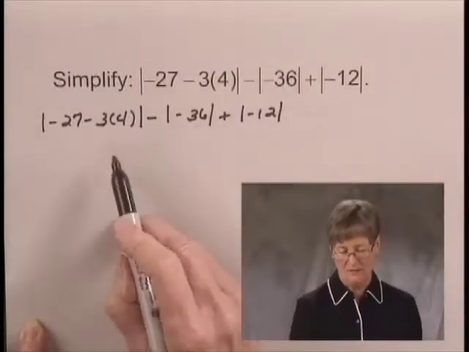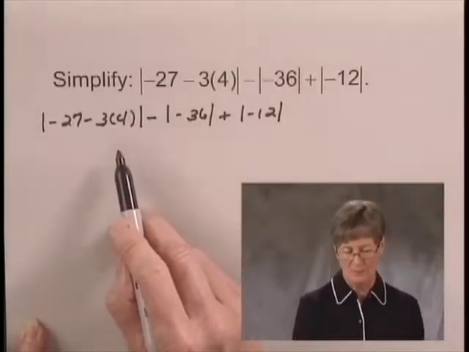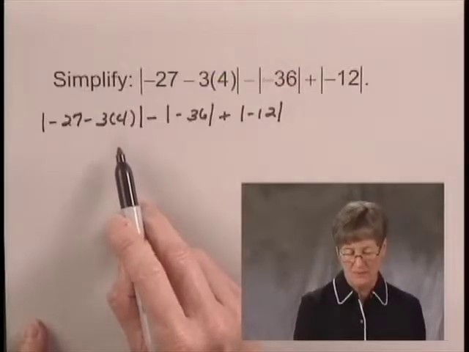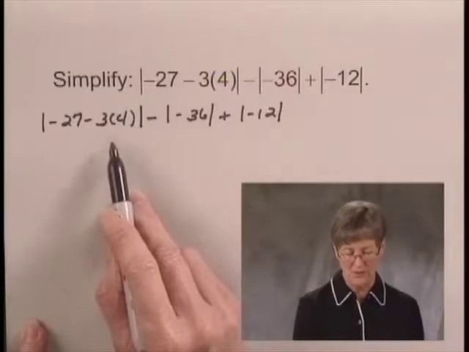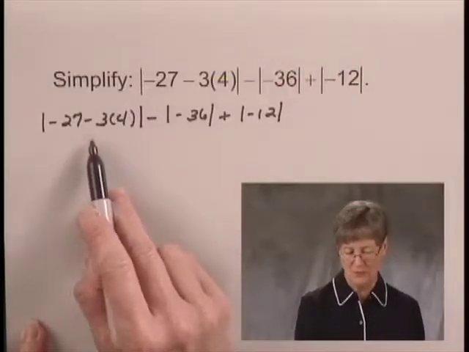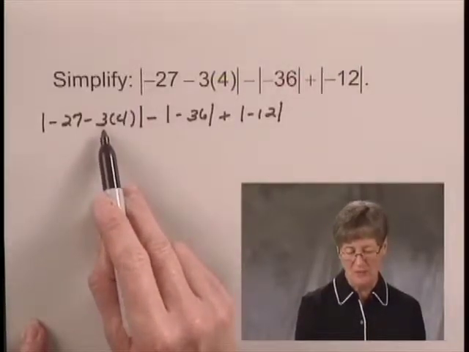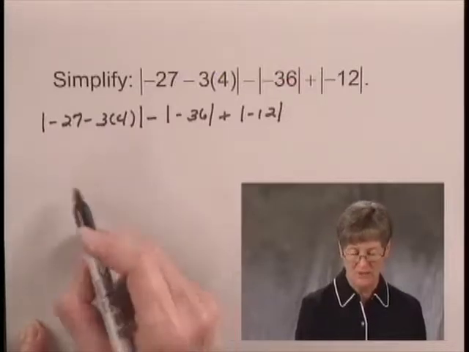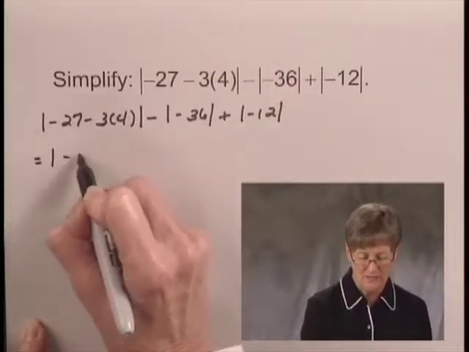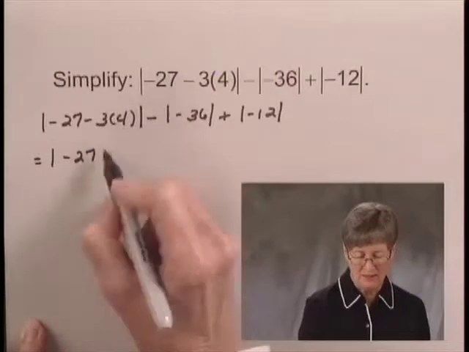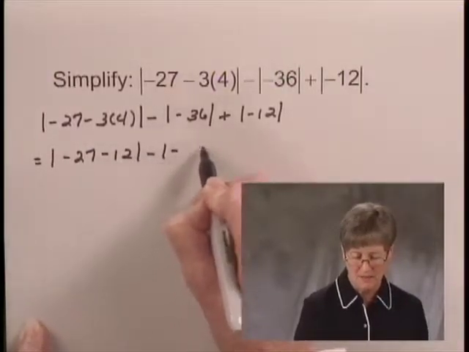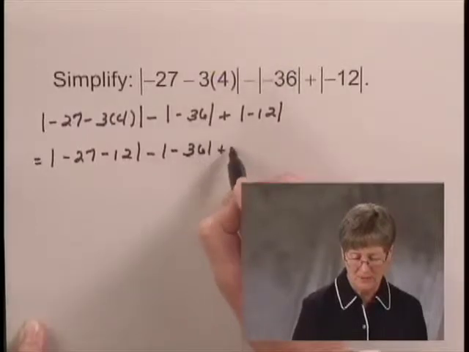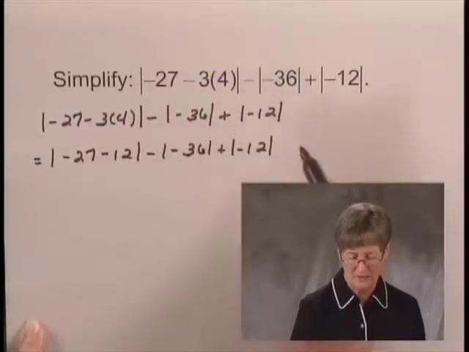Now, I can think of the absolute value symbols as being a type of grouping symbol, and the order of operations tells me to do simplifications inside the grouping symbols first. So I would first of all look at this first part of the expression and find the product and then do the subtraction. So we'd have negative 27 minus 3 times 4, or minus 12, minus the absolute value of negative 36 plus the absolute value of negative 12.